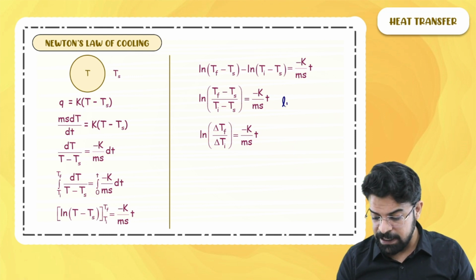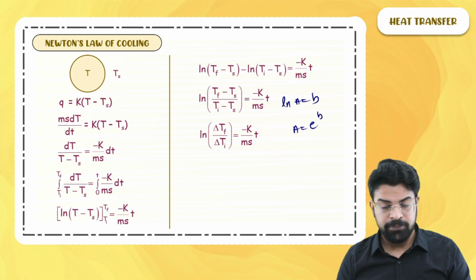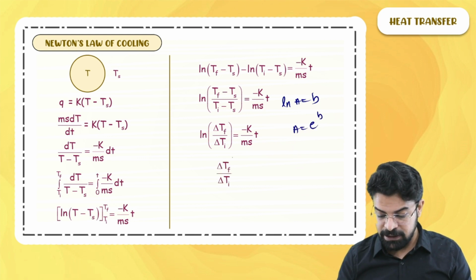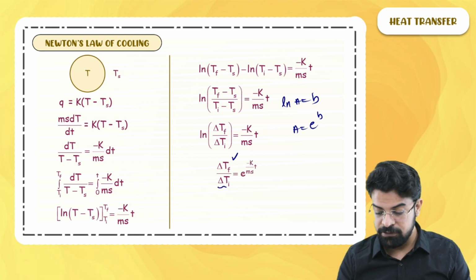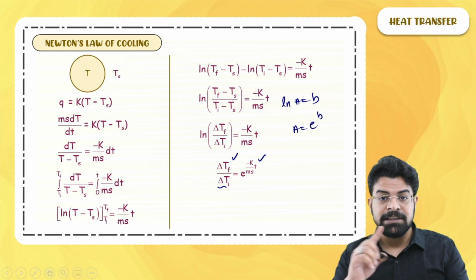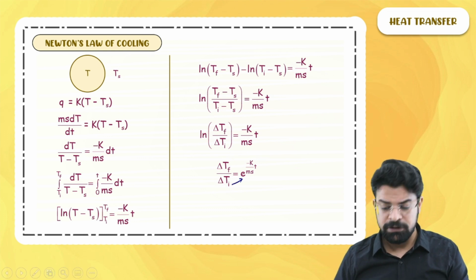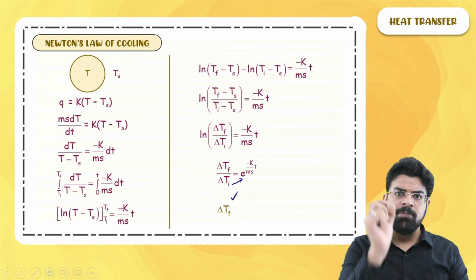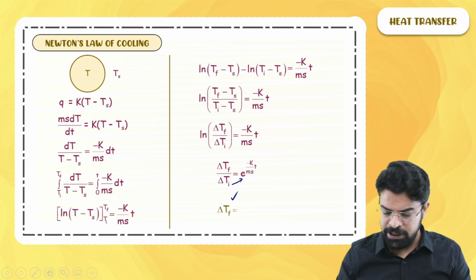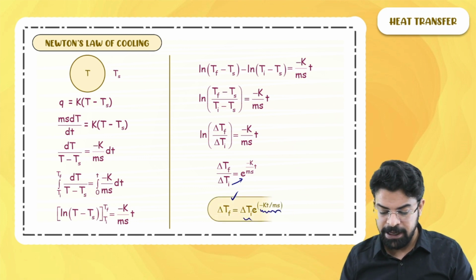Now if we know that ln A equals B, then A can also be written as e raised to the power of B. So using the same thing, you can say the final temperature difference upon initial temperature difference equals e raised to the power of minus kt by ms. Or you can bring this initial temperature difference towards the right and write: the temperature difference between the body and surrounding at any time t equals the initial temperature difference into e raised to the power of minus kt by ms.